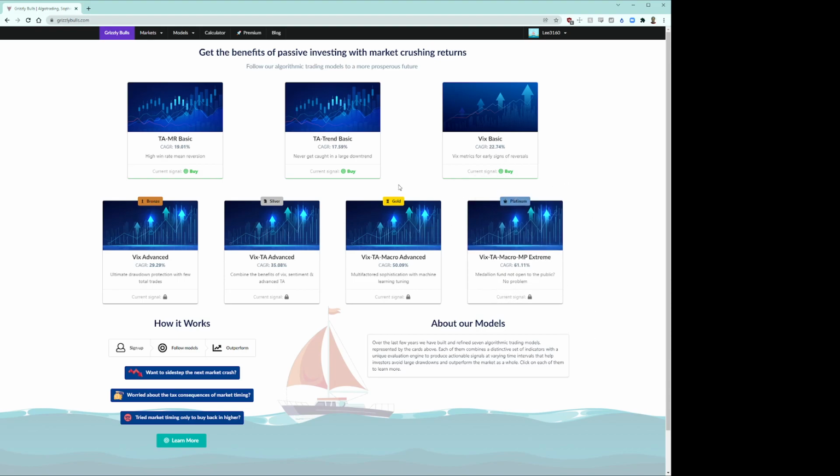For all the other models, we publish the signals either through email or API. Or you can also build your own algorithmic trading model if you want as well. That's a great thing to do.